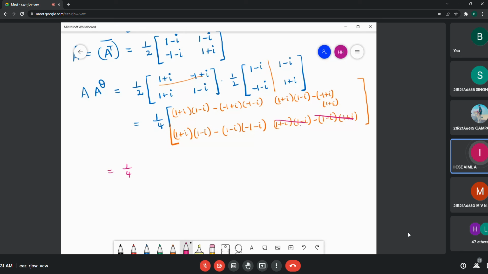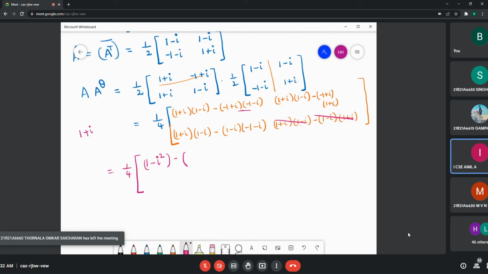This is equal to 1 by 4 into (1 plus i) into (1 minus i). So this is the form of (a plus b) into (a minus b), which is a square minus b square, so 1 minus i square. Or directly take the product here: 1 plus i minus i minus i square. So this cancels. Again I got here 1 minus i square.